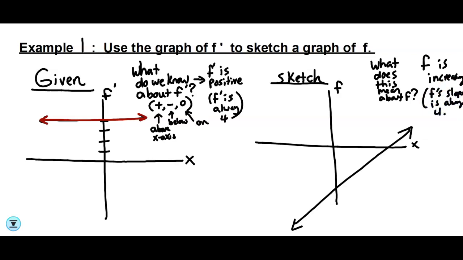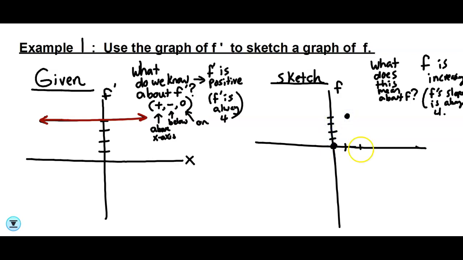So once again, it doesn't really matter where you start. You could start anywhere you want because we don't know where the starting point is. So let's just say I start here at the origin. Its slope is always 4. So over 1, up 4.